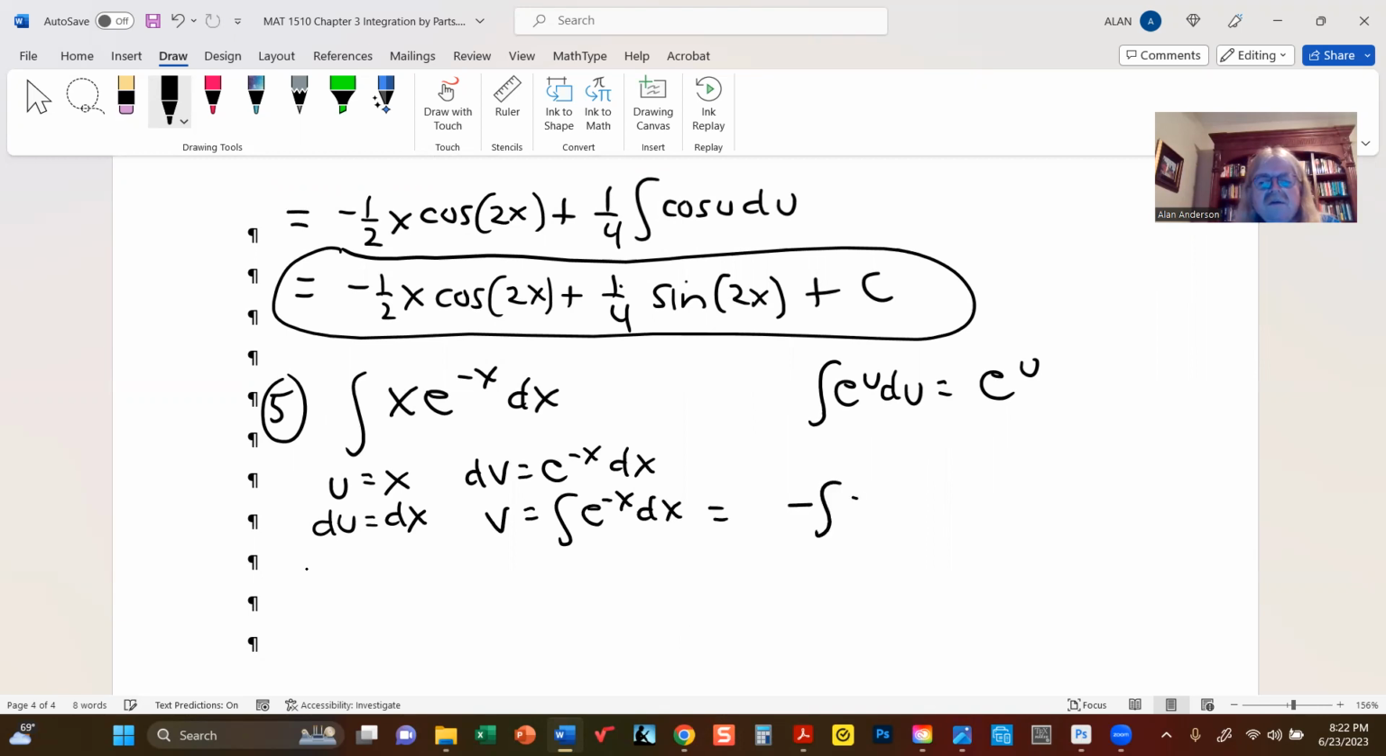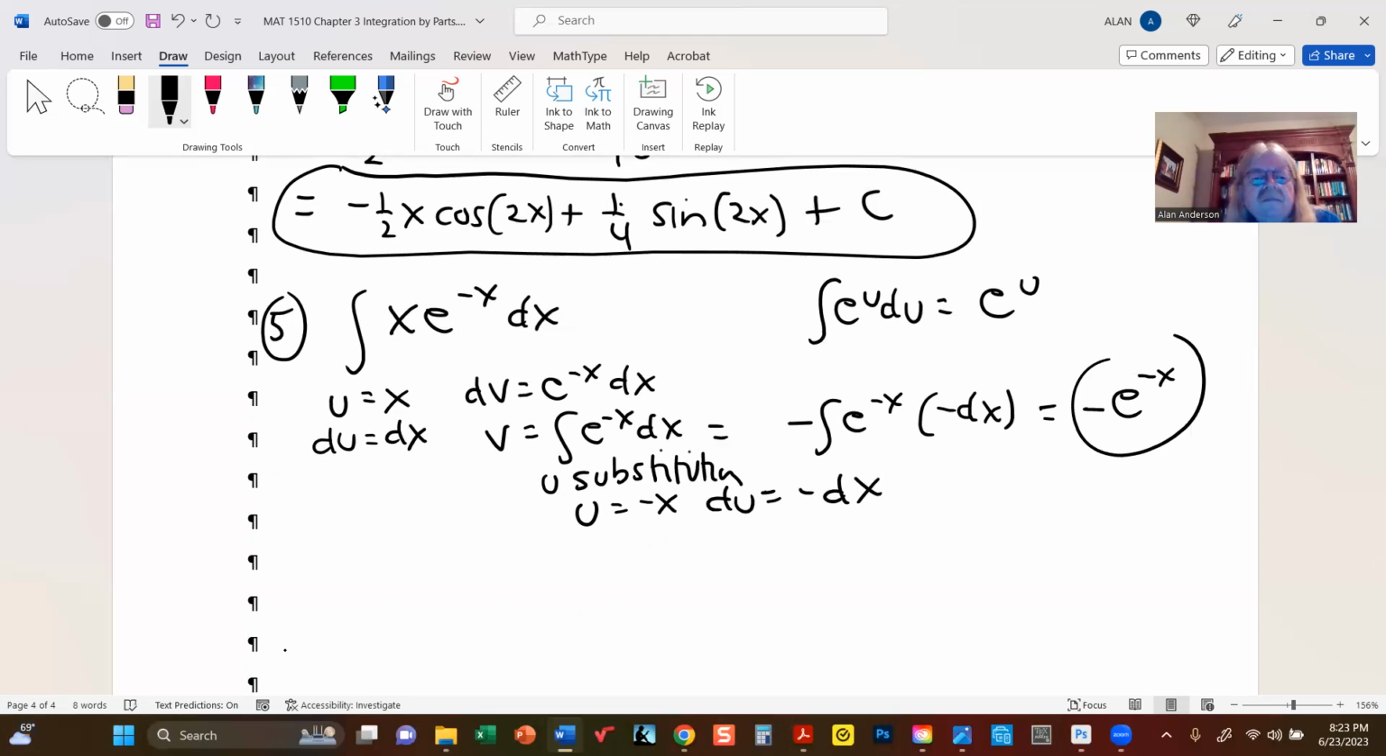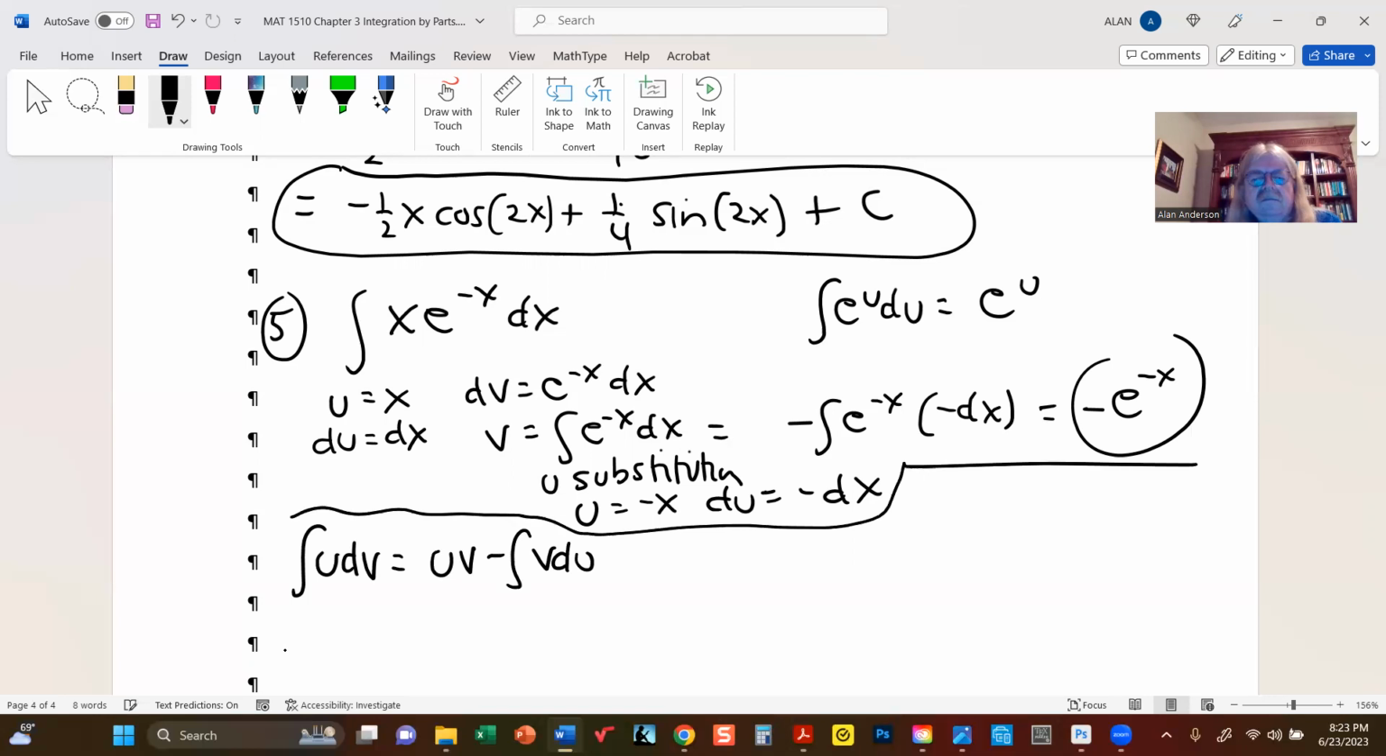Now, this one is almost in the form that we need it. What we're doing here is using u substitution. And we'll let u equal negative x, which means du is negative dx. So that's why I'm writing it like this. And so you're going to wind up with minus e to the minus x. Okay, so again, we have all four components: u, du, dv, and v. So we'll have u v minus the integral of v. du is simply dx.